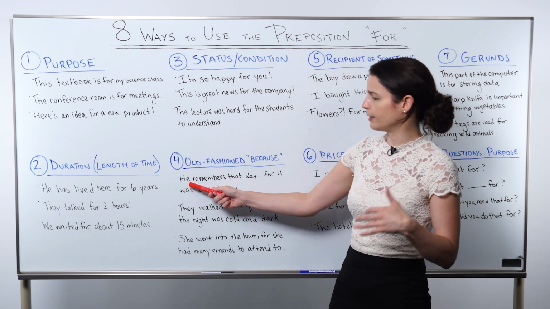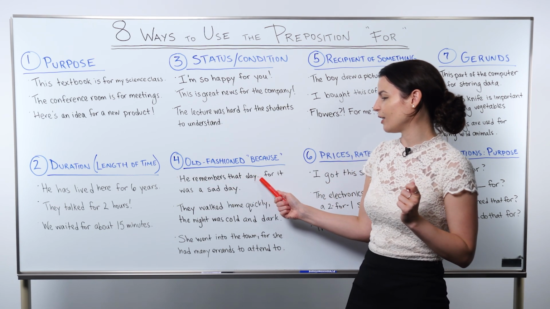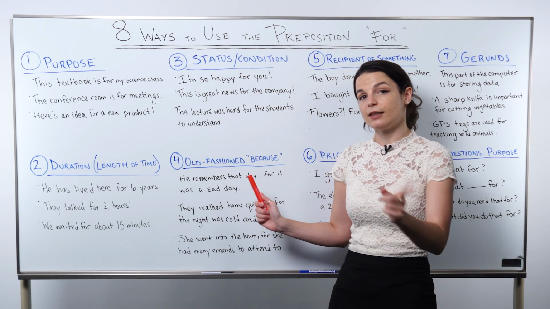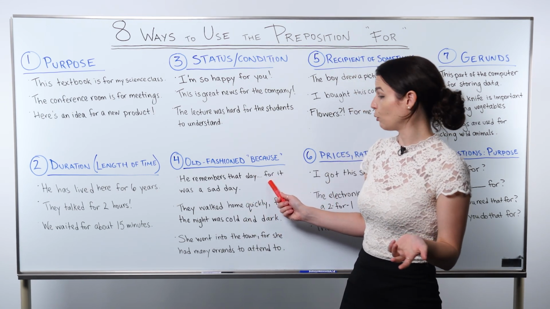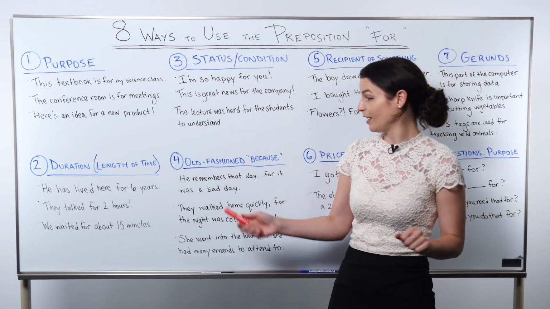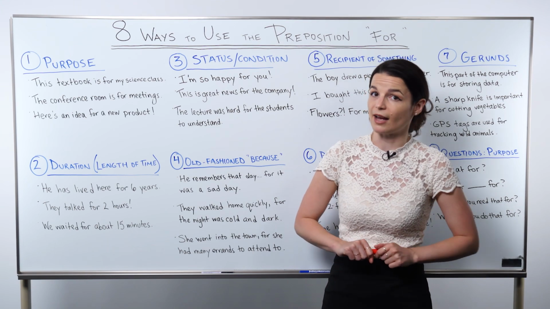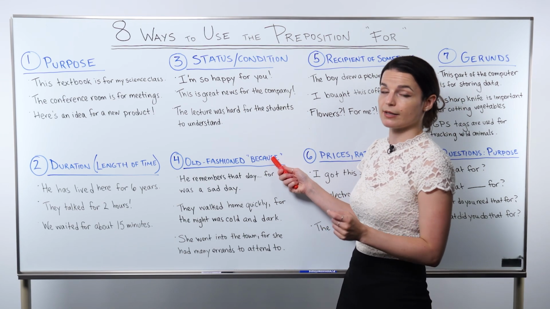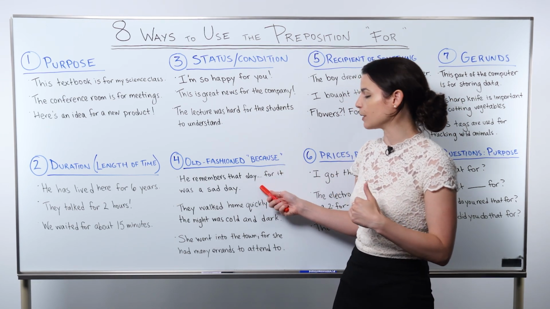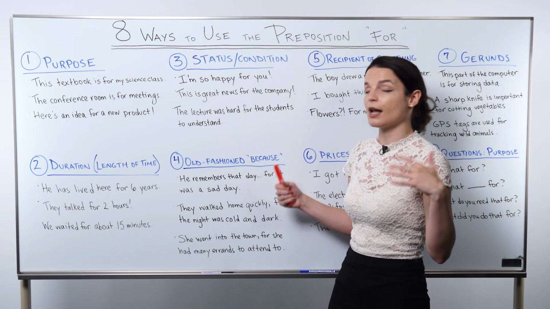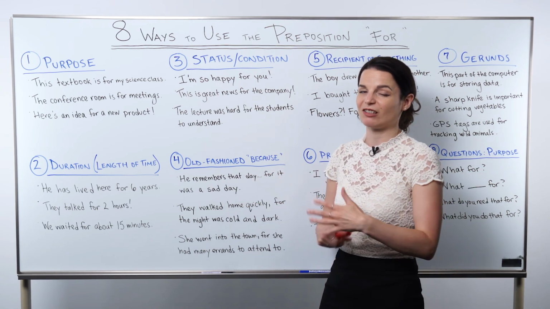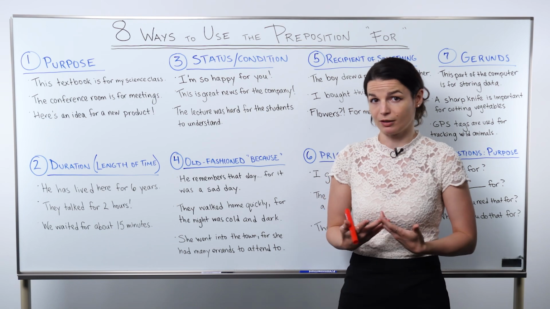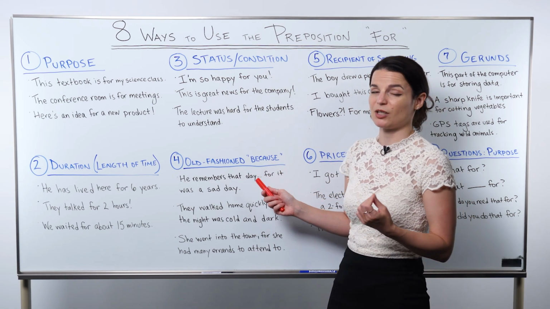So first one is a sad one, but he remembers that day, for it was a sad day. In this sentence, we can replace for with because, and the sentence stays the same. He remembers that day because it was a sad day. Okay, so here, for 100% replaces because, but the difference is that this sentence sounds much more old-fashioned. We would not say this sentence in everyday communication now unless we want to express a kind of old-fashioned or maybe very dramatic feel. So this is 100% the same meaning, but just sounds older.